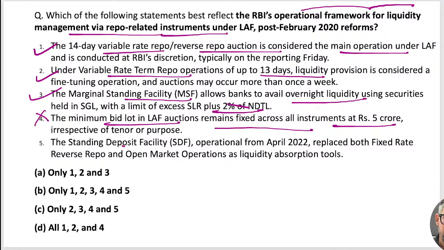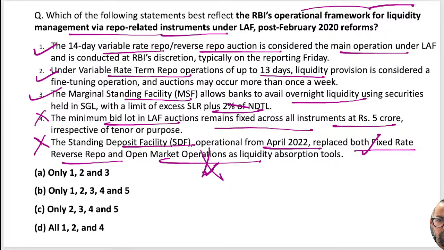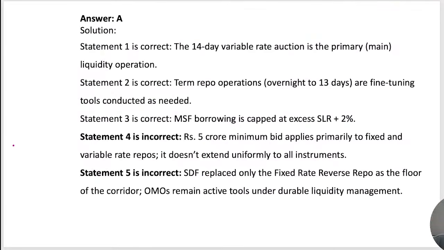The next one is SDF operational from 2022, replacing both fixed rate reverse repo and open market operation. No, fixed rate reverse repo got replaced, but open market operations are still there, right? So this should be wrong. So 1, 2, 3 means option A only should be the right answer for this particular one. So option A will be the right answer.